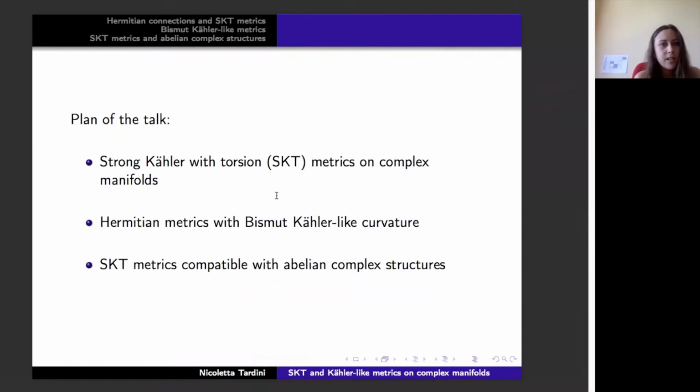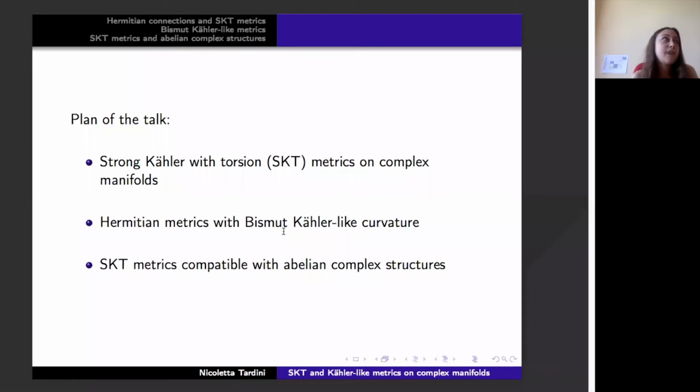Essentially, the talk will be divided into three parts. In the first part of the talk, I will recall what SKT metrics are, and we will see some results about them. So I will give an overview about SKT metrics on complex manifolds. And then in the second part of the talk, I will focus my attention on the case when the curvature of the Bismut connection, which we will see is an important Hermitian connection related to the SKT condition, satisfies nice symmetries, in particular Kähler-like symmetries.